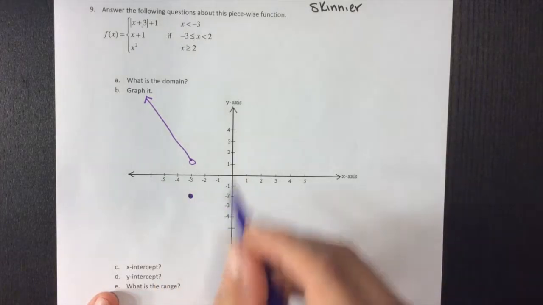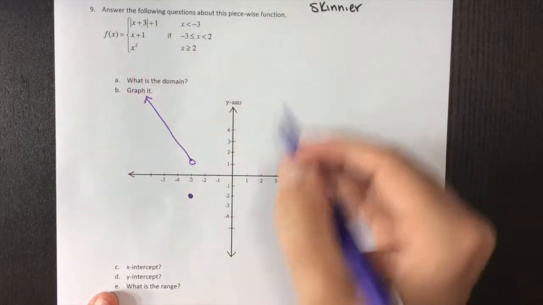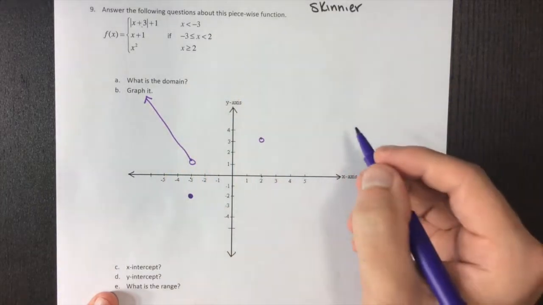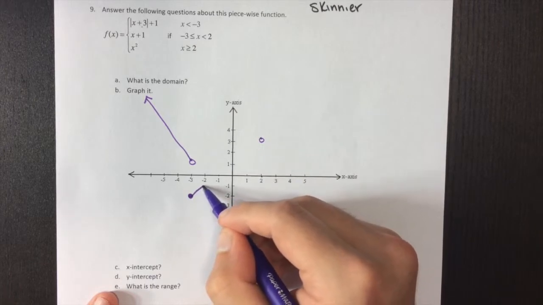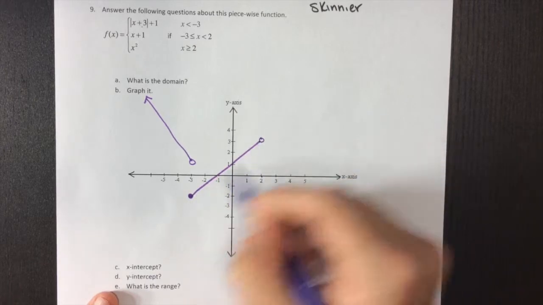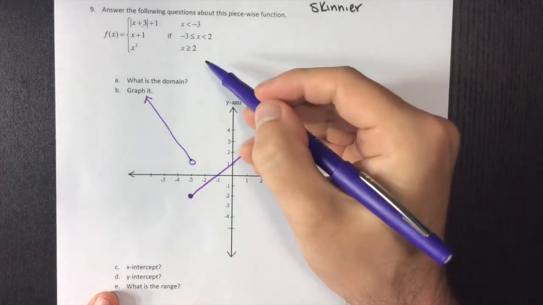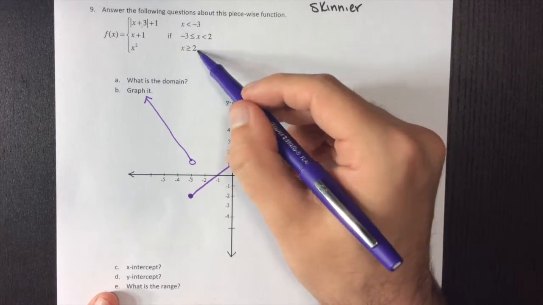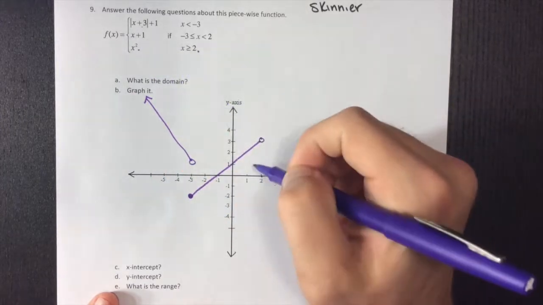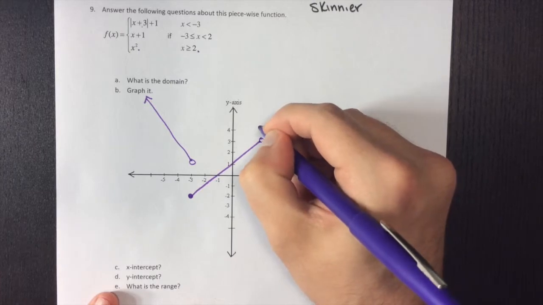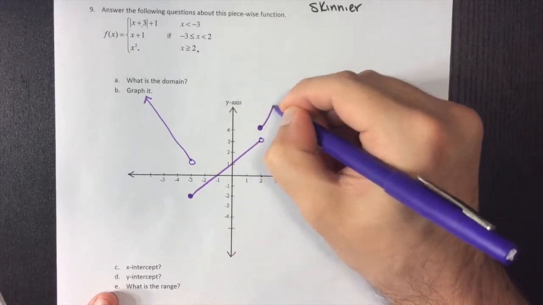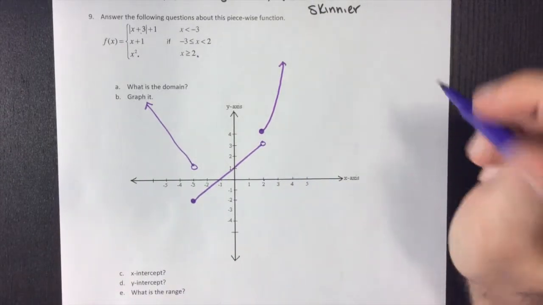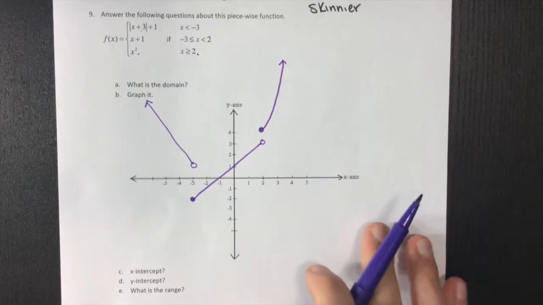That's a filled in circle. If I plug in 2, I get 2 plus 1, which is 3. So 2, 3. That's an open circle because I can't be 2. And then I'm going to draw a line from those 2 points. The third one, I'm x squared when x is greater than or equal to 2. So I plug in 2 into my third one. 2 squared is 4. And then I look like a parabola going off into the distance. So this is my piecewise graph.